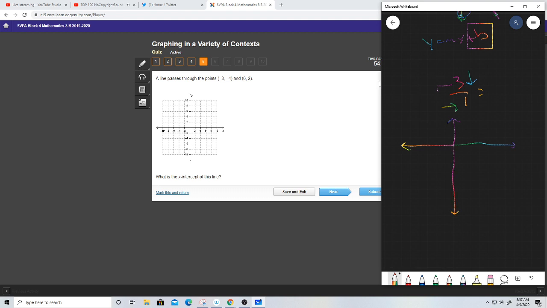All right. Plot these points. -3, -4. 1, 2, 3, -4. 1, 2, 3, 4. Plot the second point. 6, 2. 1, 2, 3, 4, 5, 6. 1, 2.